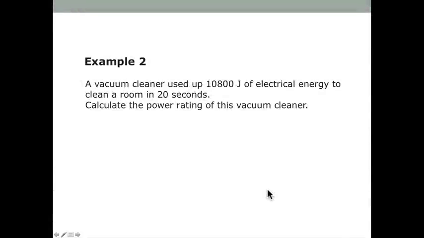Let's look at example 2. Now I have a more concrete machine, a vacuum cleaner. A vacuum cleaner uses electrical energy and converts it to probably kinetic energy to suck air, so that you can actually vacuum the place. The amount of energy it converts from electrical to other forms is 10,800 joules, and this is converted within 20 seconds. What's the power rating of this vacuum cleaner?